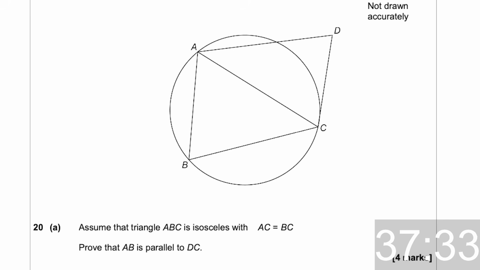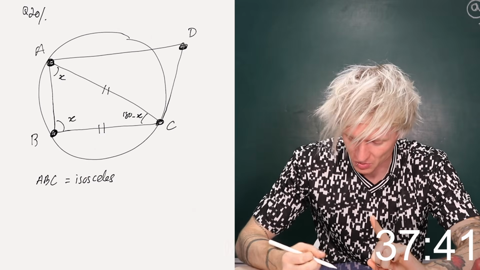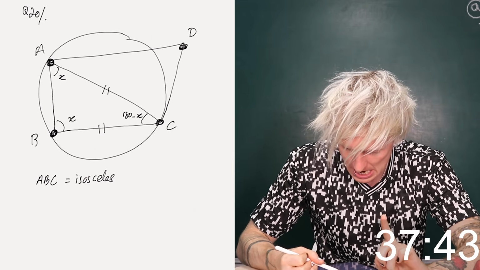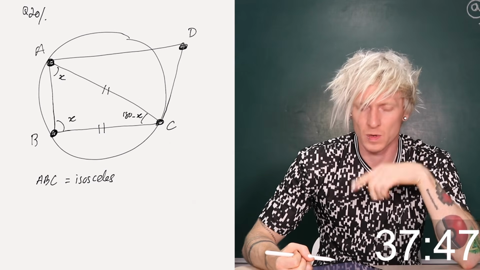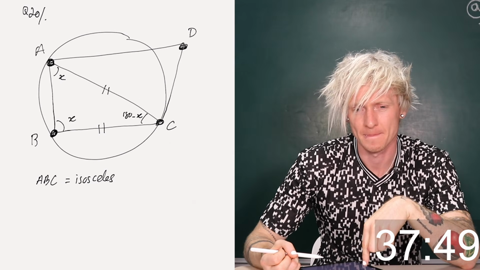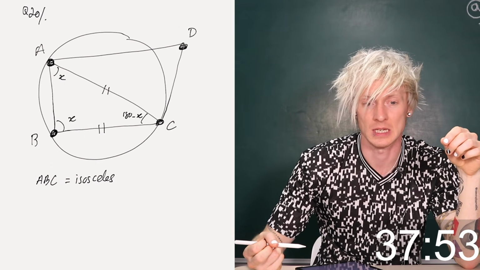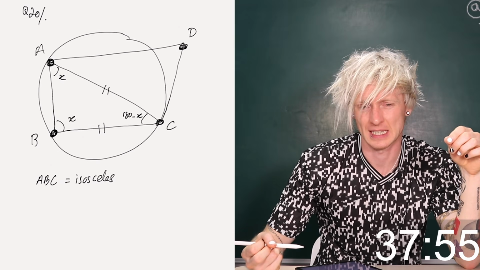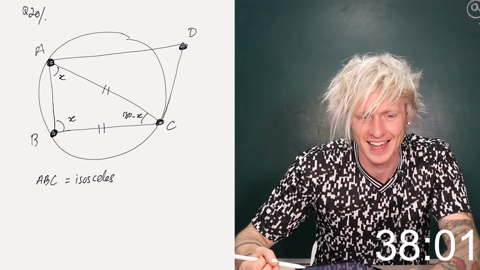Prove that AB is parallel to DC. And we also, nice, CD is a tangent, so we know the angle to the center is therefore 90 degrees, but that doesn't necessarily say anything else. Ooh, this is tricky. This one's actually tricky.